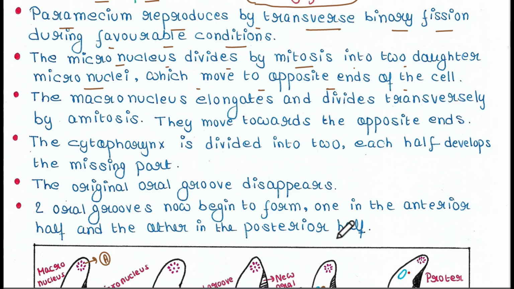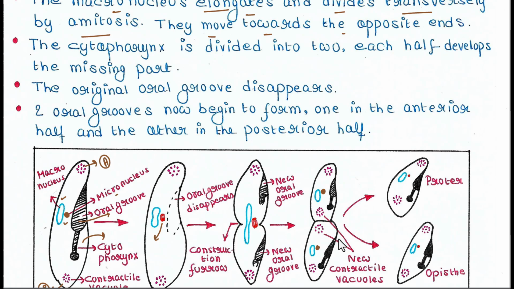And next is the macronucleus. So macronucleus is the bigger one. This elongates and divides transversely by amitosis, and they move towards the opposite end. So here is the macronucleus, this one, and it also divides, but here the division is called amitosis, and this is the dividing macronucleus, and the division is in this way. So this is also one type of transverse division, and after the division, two macronuclei will be formed and they will move toward the opposite poles of the cell.